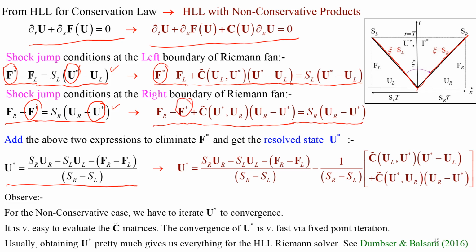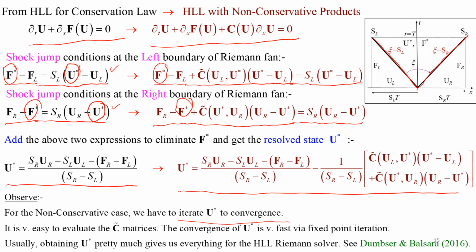The one unknown that we can quickly eliminate is F star, and so we go ahead and add these two equations together and we get this equation for the update of U star. Notice that this equation is nonlinear in the sense that U star appears even on the right hand side, so it will have to be iterated to convergence.